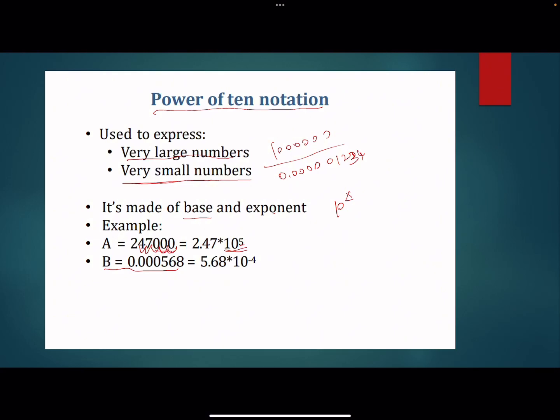And b equals 0.000568. The decimal is here. 1, 2, 3, 4. We just need to move it 4 times in order to get 5.68. That's why we get negative 4, because we move the decimal from left to right 4 times.